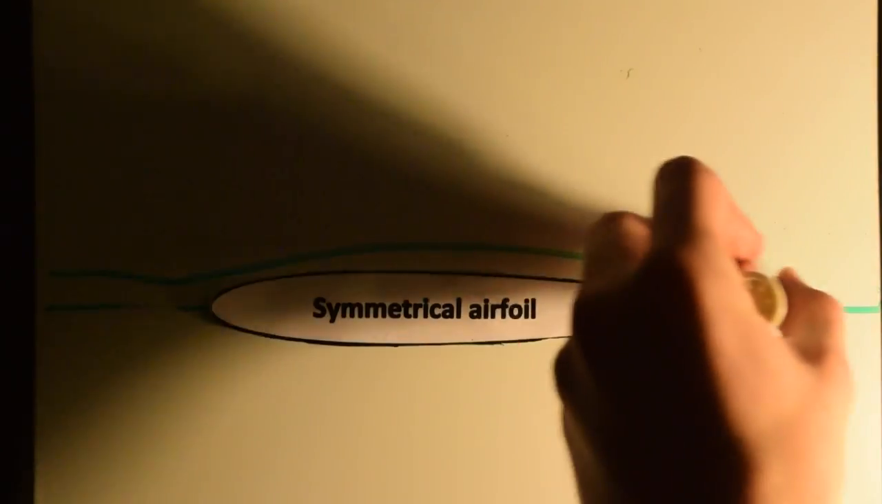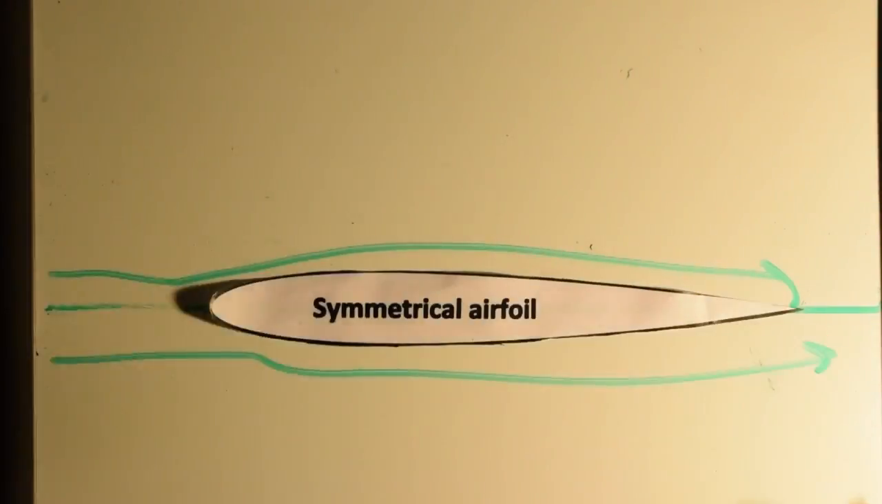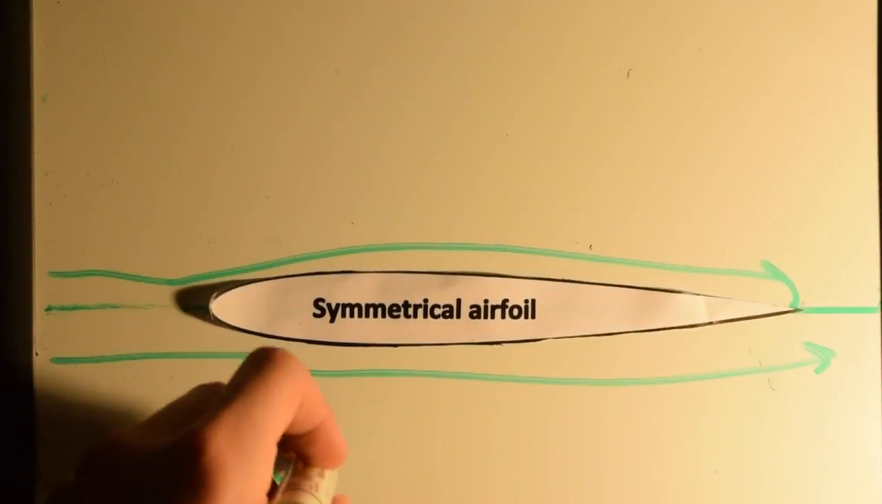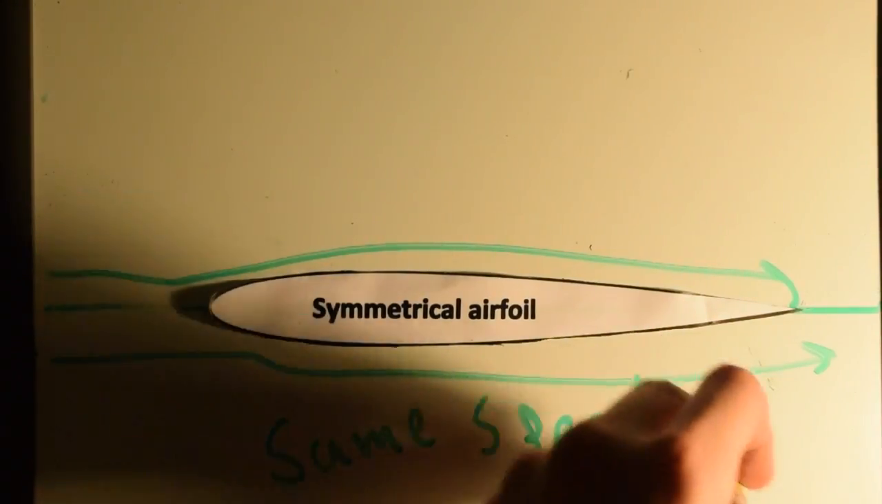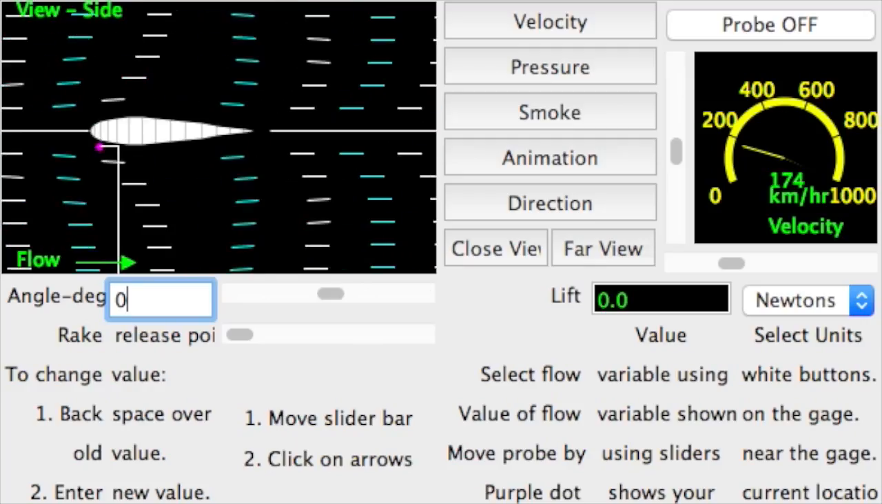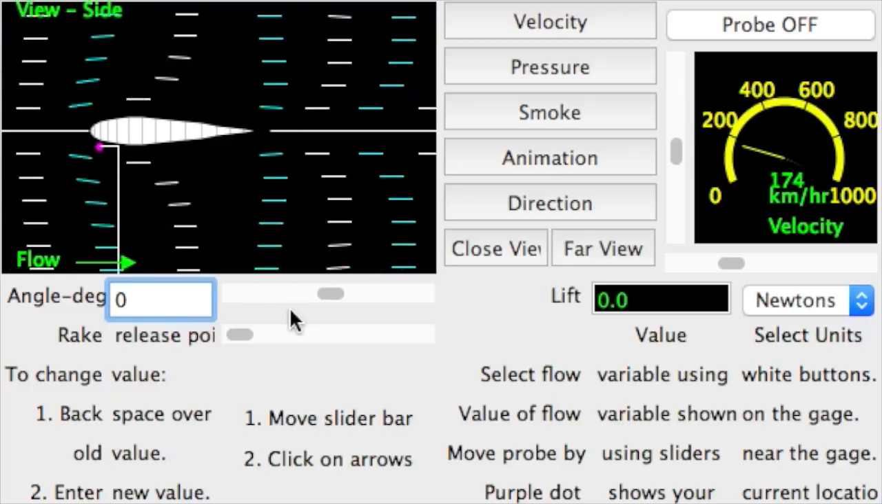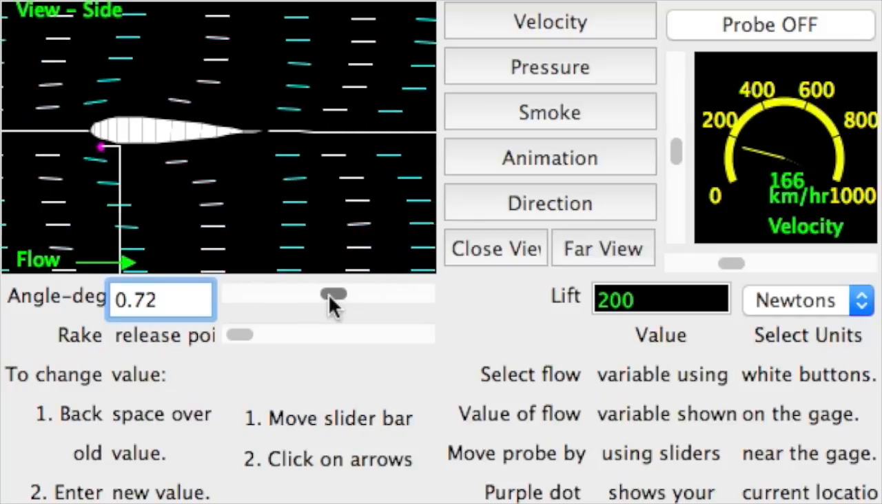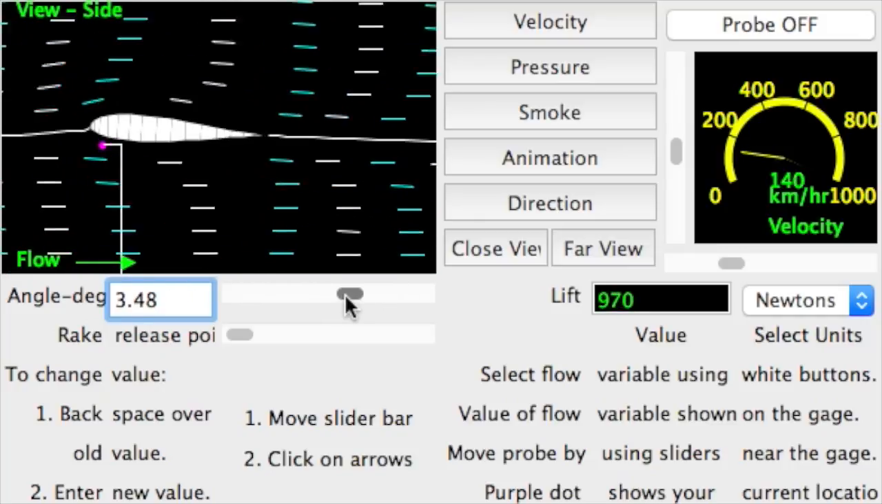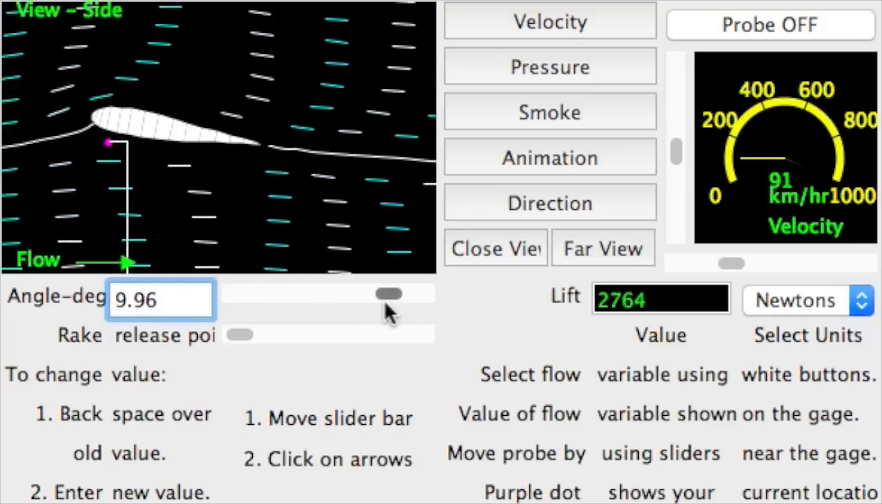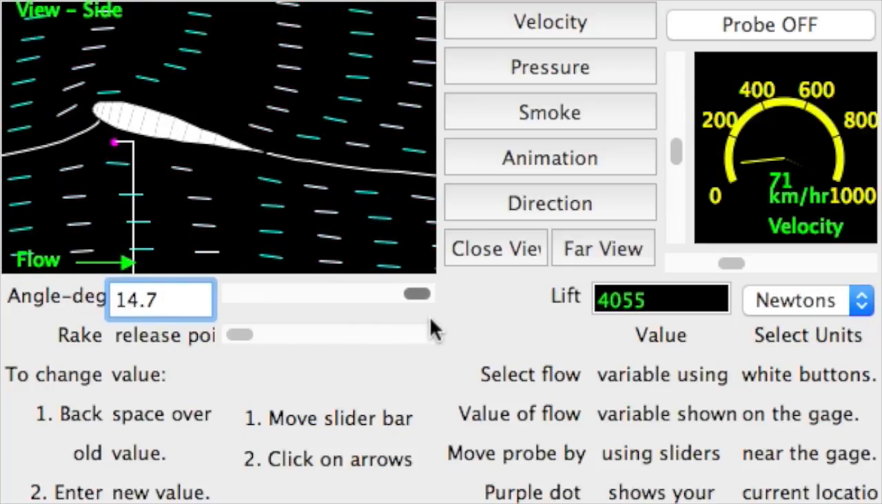For a symmetrical airfoil, the story is a little bit different. Since air passes at the same speed over both sides, the angle of attack is very important. At an angle of attack of 0, the lift is 0, because there is no pressure gradient. But as I increase the angle of attack, we can see that the lift value actually increases. This makes the air go over the top of the airfoil faster and slower over the bottom. This creates again a net upward force.